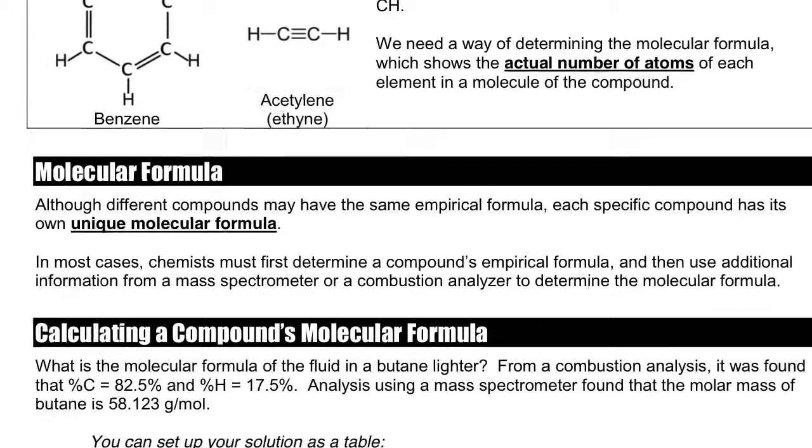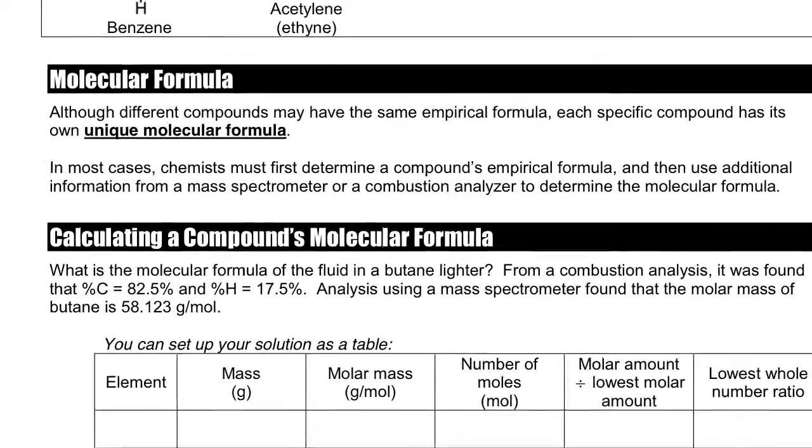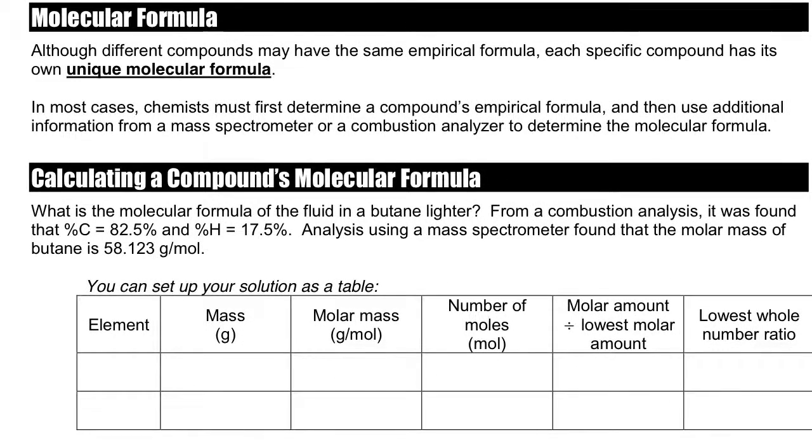And really, most of the work we've seen before, with a few differences. So we're going to start by finding the empirical formula the same way as we did before. And in addition to that, if you're actually working in a lab, you'll use something called a mass spectrometer or a combustion analyzer. So both of those devices can be used to determine the molecular formula. So let's go to the example.